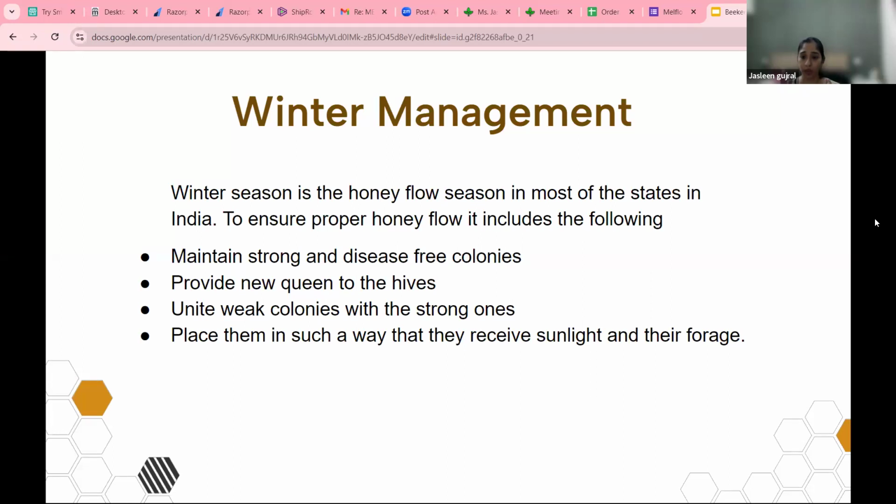And also make sure that the boxes are placed in such a way that they are able to get sunlight.